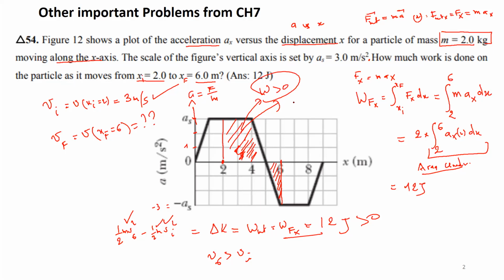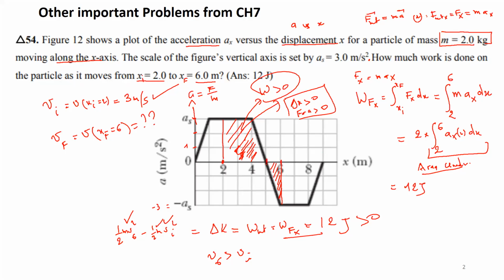And the displacement is positive, delta x is positive. And also F, which is A, is positive, like in the first chapter or second chapter. Force and velocity have the same direction when I'm speeding up.